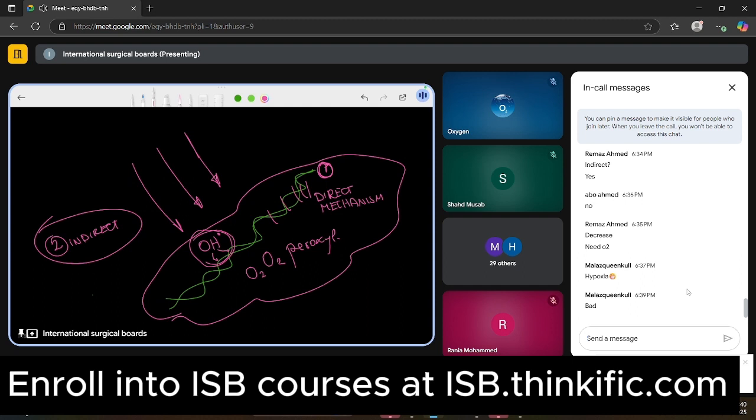So we've discussed one factor, which is oxygen delivery to the cell. The second factor is p53. I'm about to be impressed by someone. What is the third factor?